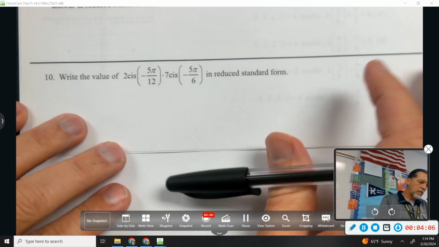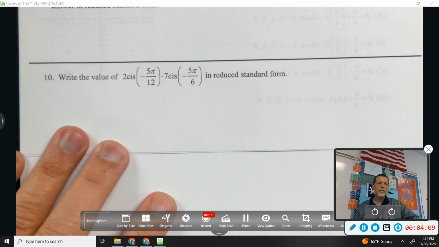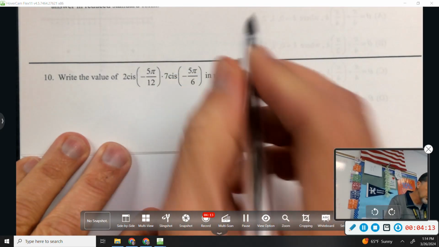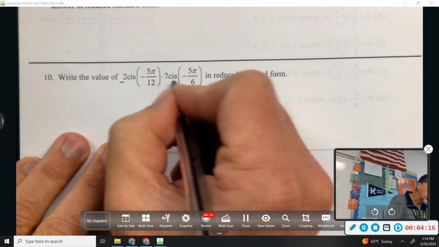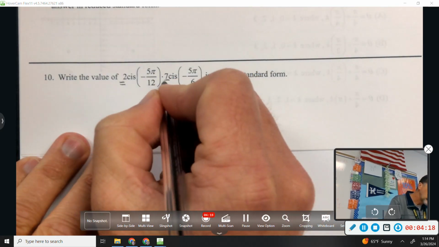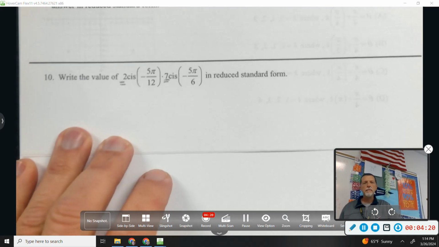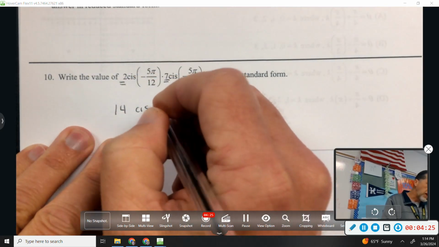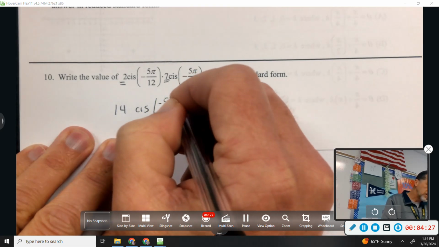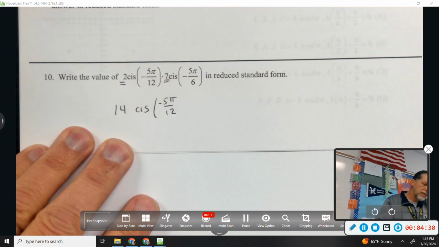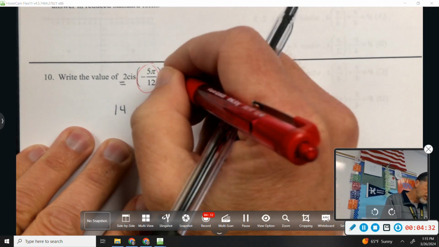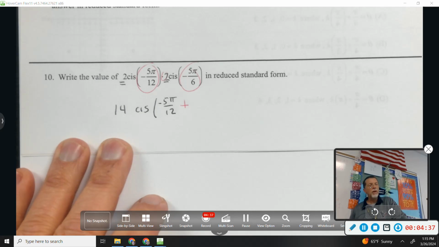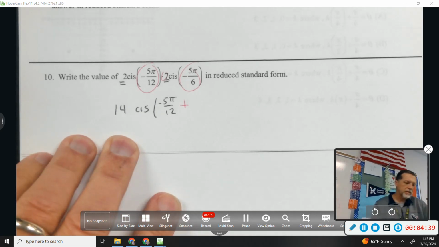Number 10. Fairly straightforward, but we haven't done one of these in a while. Write the value of 2 cis this angle times 7 cis that angle. So what do we do with the 2 and the 7? Just multiply them, so 14. And what do I do with the angles? Add the angles, so multiply the numbers up front, add the angles.